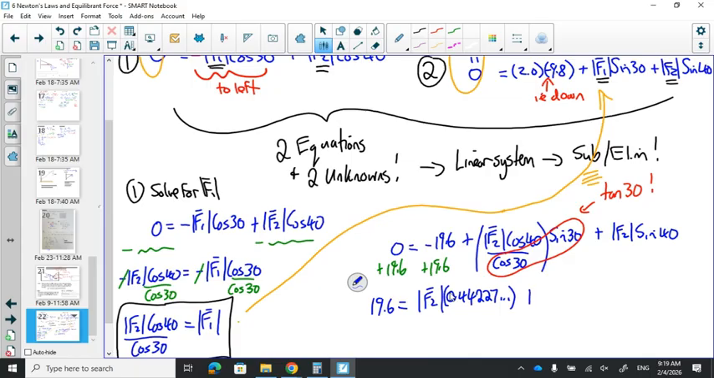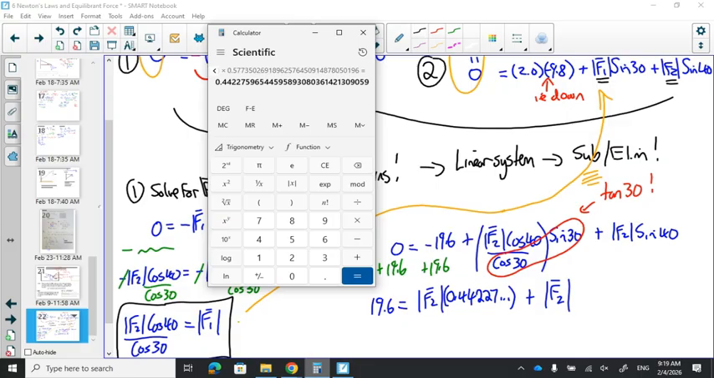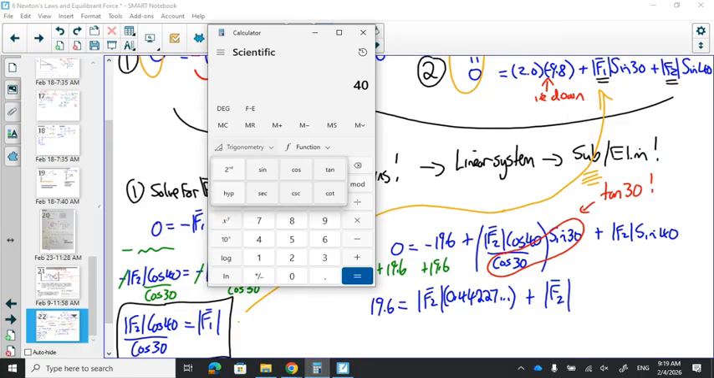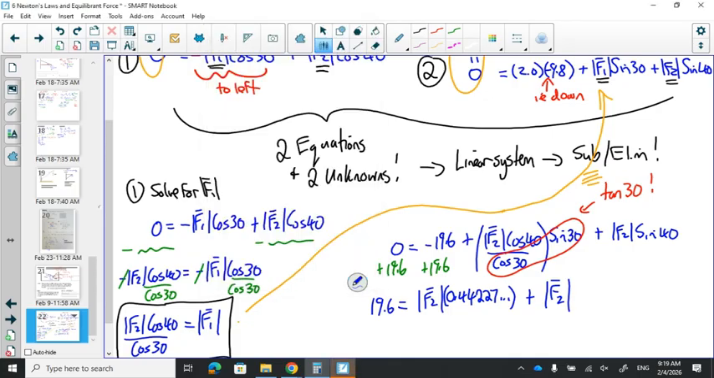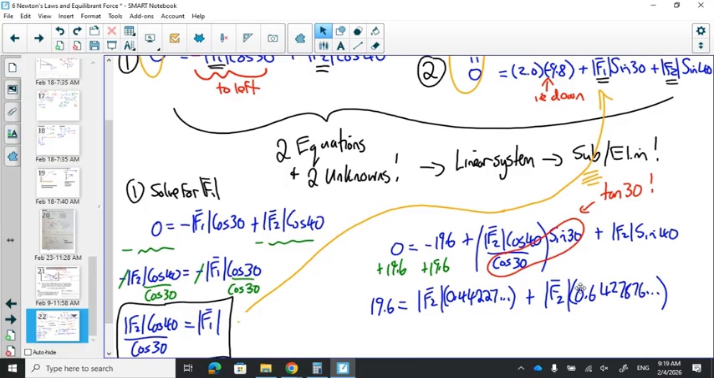And then we also have the F2, and we have sine of 40. So sine of 40, 40 and sine. And end up with 0.642786, and so on. Keep a bunch of numbers there if you can with your calculator. And we're going to add those up. So I should have saved that 0.44227 as a memory setting. I can just add them together. But let's just do at least the approximate of this.